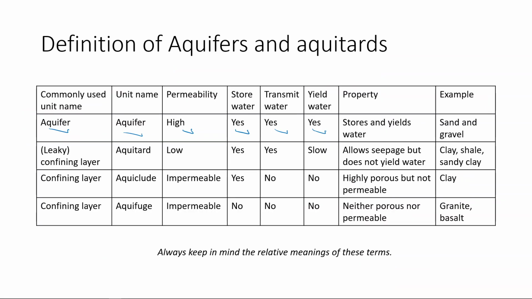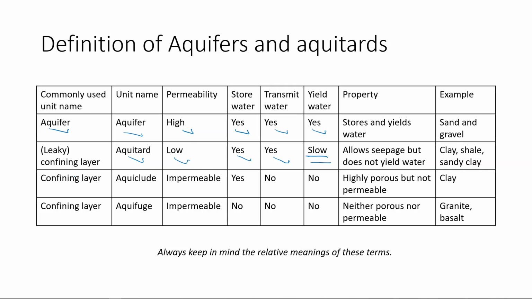Then you have this confining layer, or leaky confining layer. The unit name would be aquitard. The permeability would be low. It can store water, it can transmit water, it can yield water, but it's very slow. So it allows seepage, but does not yield much water. Examples would be clay, shale, sandy clay.